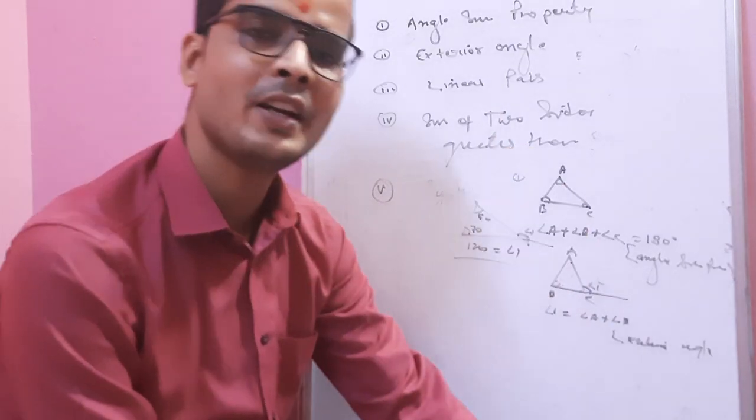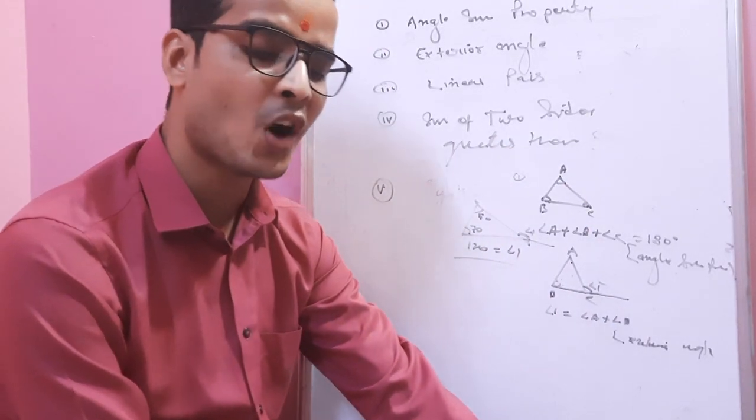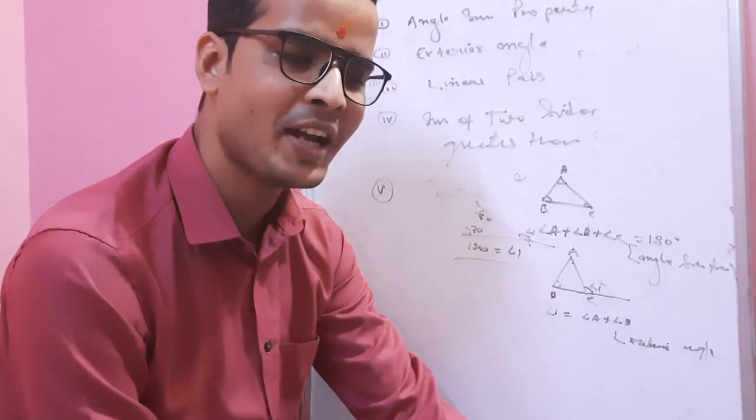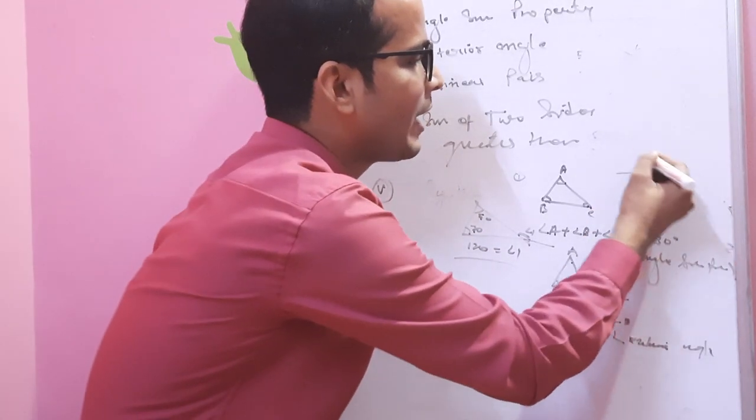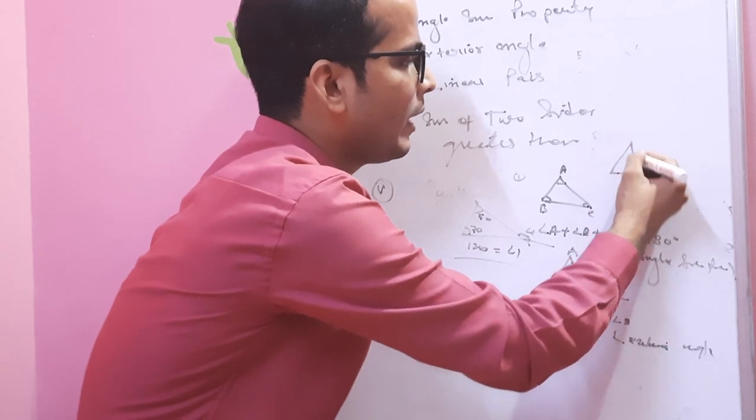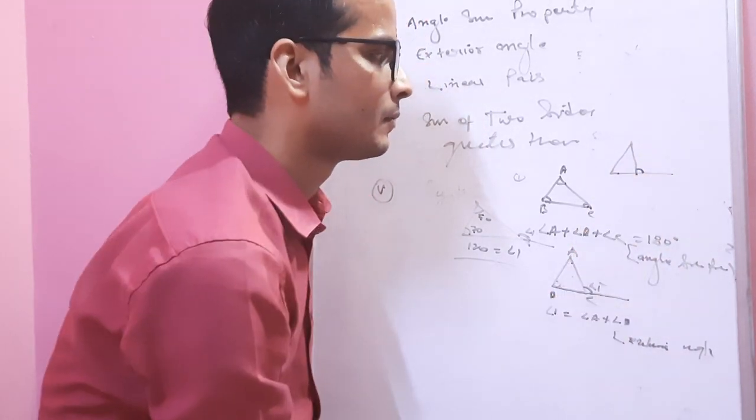So the next is linear pair. Linear pair is a topic which is very common and very easy. Okay, so let me just explain this. Suppose there is a triangle given, okay, and you have to find these angles.